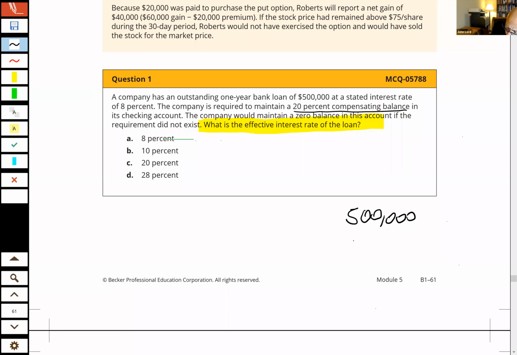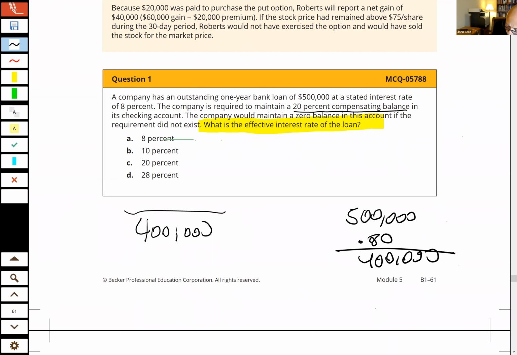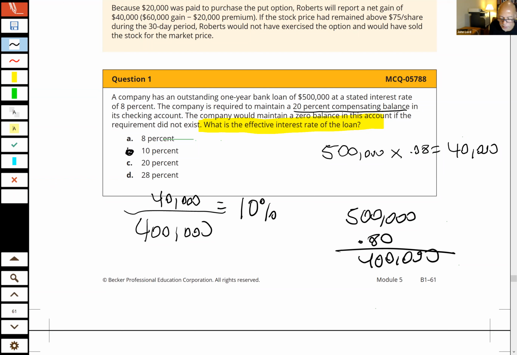So it turns out that the net proceeds are going to actually be what? 500,000 times 0.80. They're really only getting use of the 400,000. So that's equivalent to the proceeds of the loan, which would go into the denominator here. And for the numerator, of course, we take the 500,000 times the 0.08. So they're going to be paying 40,000 in interest. So you take the 40,000 interest, divide that by the available proceeds after you consider that compensating balance. And that means the interest rate is 10%, which was the correct answer here.